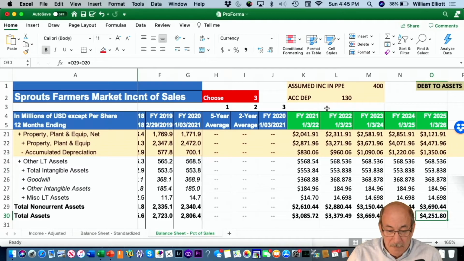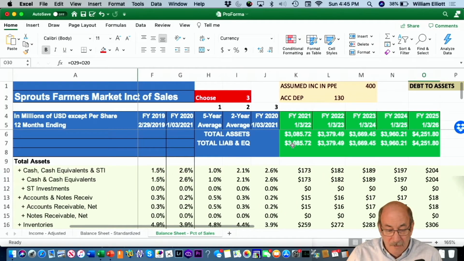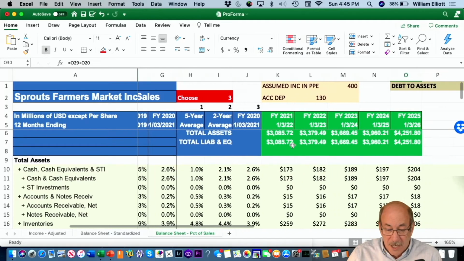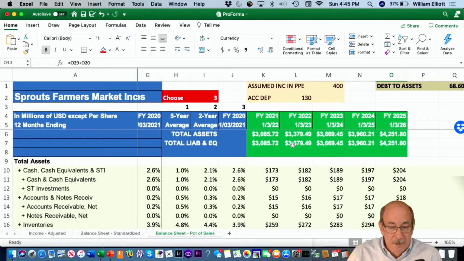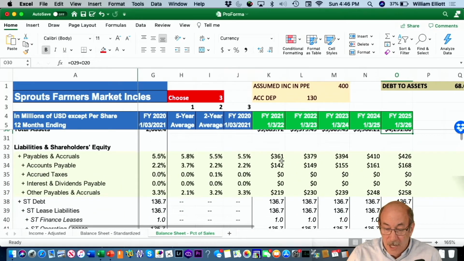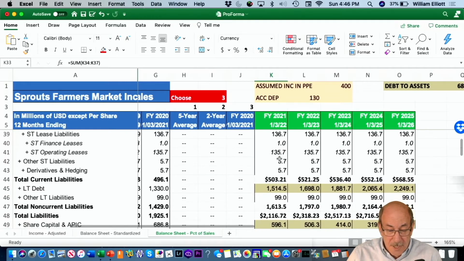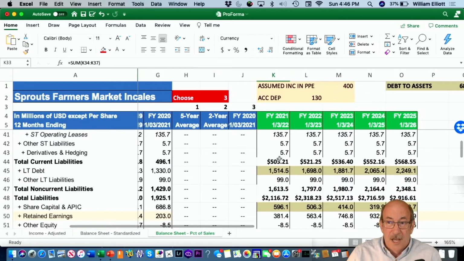So now I've got my PPE in there. I've dealt with my retained earnings. I've got the accounts that vary with revenue, so I've got my current assets, and I've got my accounts payable down here. Then one last step: I still have to make my balance sheet balance.